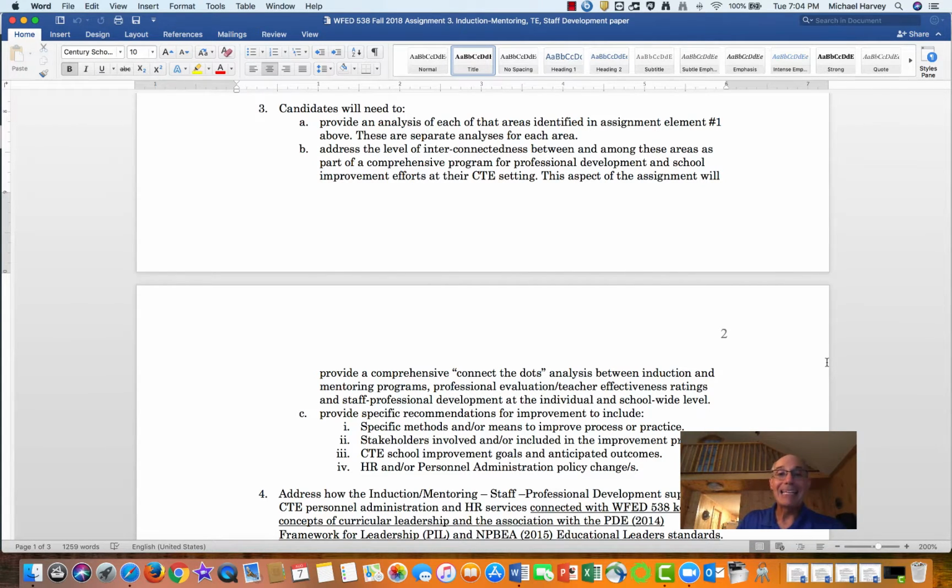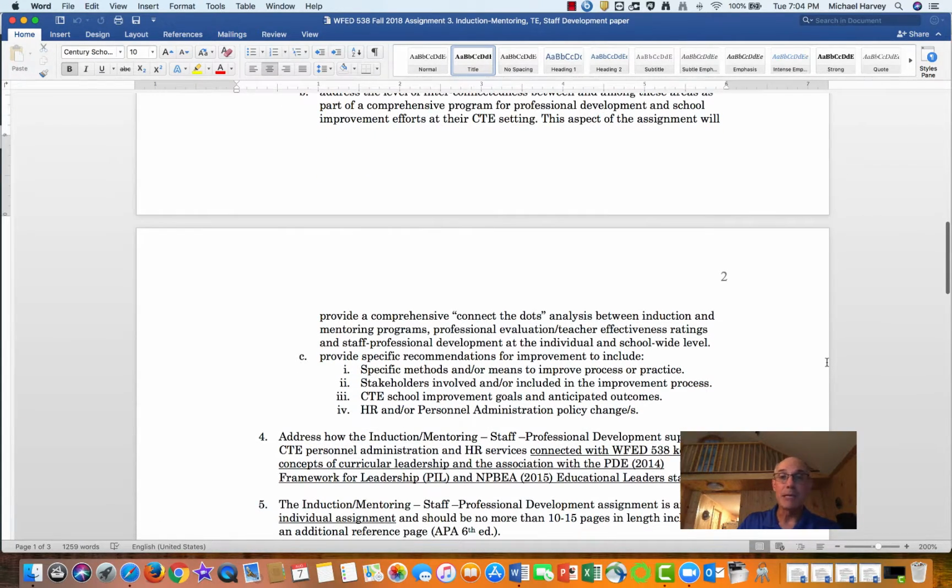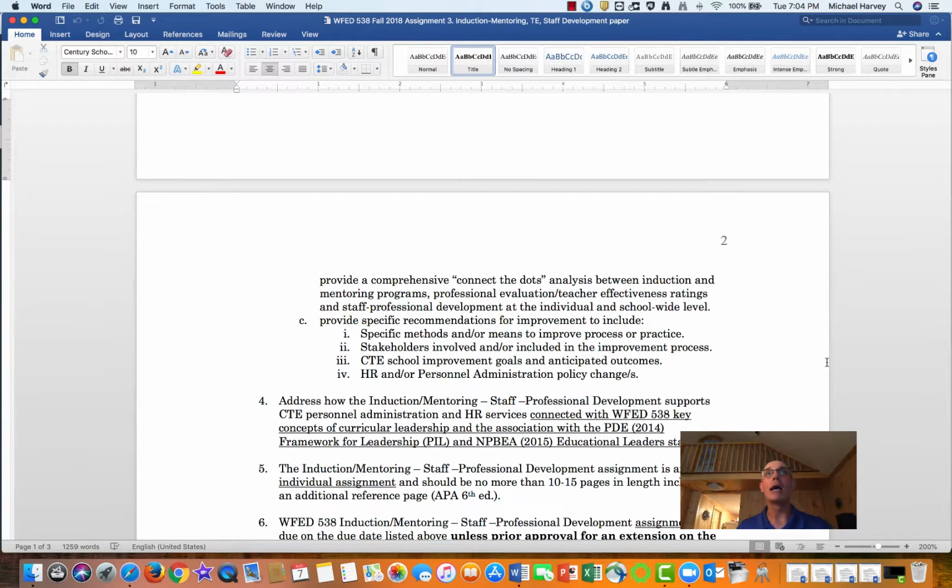Address the interconnectedness between these elements, because there is a connect-the-dots between staff development, professional development, looking at mentoring programs, looking at induction programs, and school improvement efforts that are actually part and parcel of school improvement programming design. The specifics then need to focus on where there are potential areas of need or potential areas of improvement. This would include methods and/or means to improve the process.